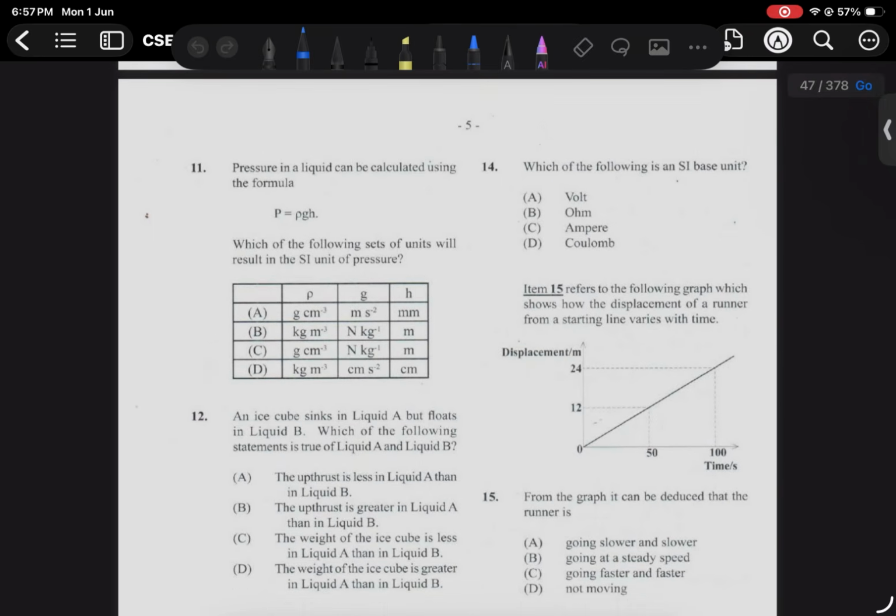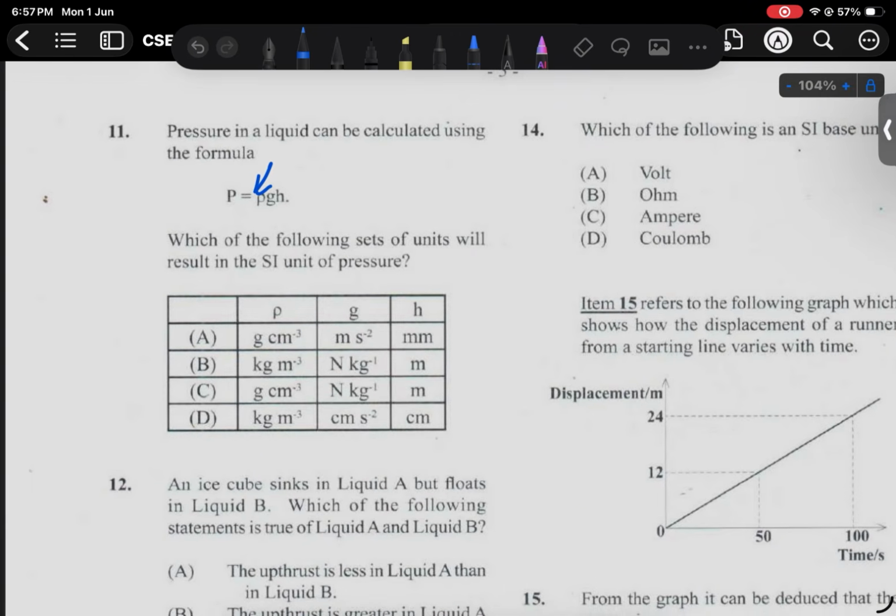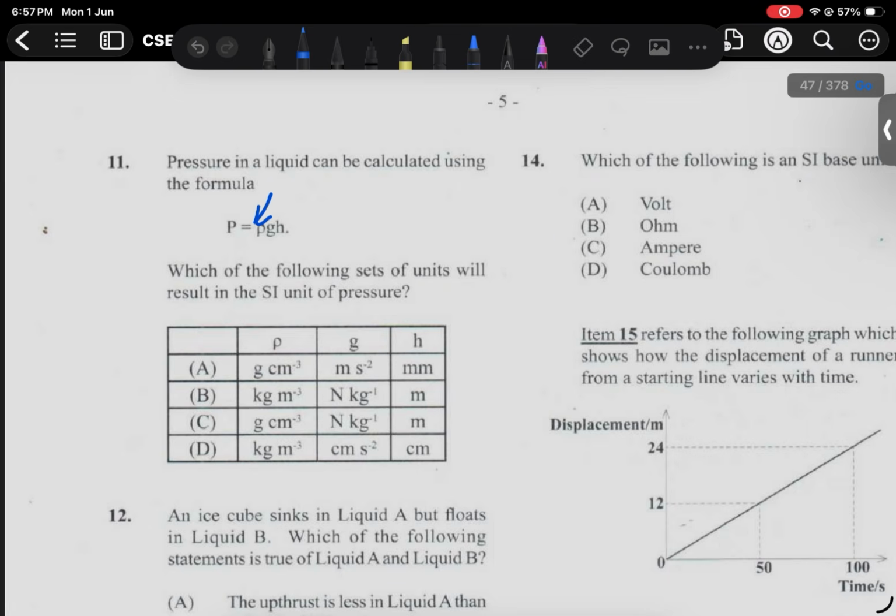An ice cube sinks in liquid A but floats in liquid B. Which of the following statements? Oh, sorry. Pressure in a liquid can be calculated using the formula rho g h. Which of the following sets of units will result in the SI unit of pressure? So density, the SI unit of that is kilograms over meters cubed. Gravity is newtons over kilograms.